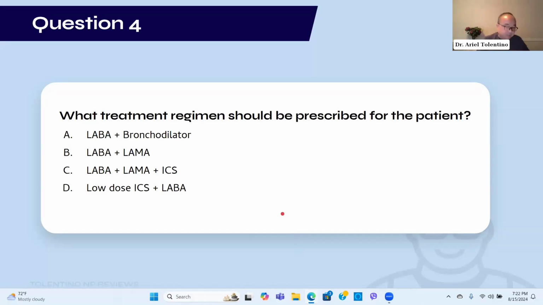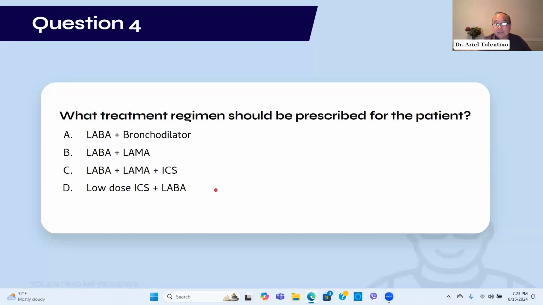Now, would it be a LABA, a long-acting beta agonist, or formoterol plus another bronchodilator? Would it still be LABA plus a LAMA, a long-acting muscarinic antagonist, which is tiotropium? Or would it be the triple therapy of LABA, LAMA plus an ICS, your inhaled corticosteroid in the form of budesonide? Or would it be a low-dose inhaled corticosteroid plus a LABA? So which one would be the appropriate therapeutic regimen for this question 4?